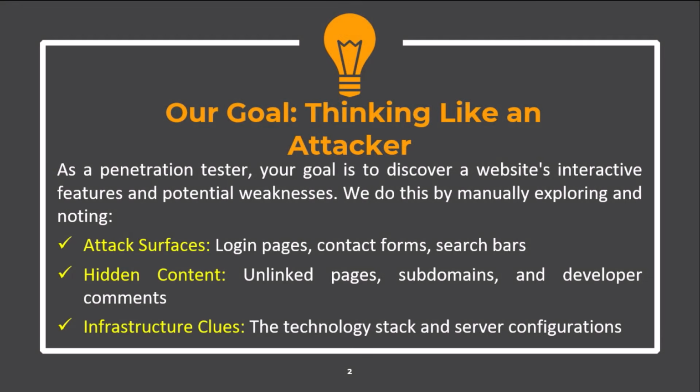Our goal in manual reconnaissance is to think like an attacker. We are actively looking for a website's interactive features, the places where a user can input data, because these are the most common attack surfaces. Our objectives are to manually explore the site and find key attack surfaces like login pages, contact forms, and search bars. Hidden content, like unlinked pages, developer comments left in the code, or forgotten subdomains. And infrastructure clues that tell us about the underlying technology stack and server configurations.